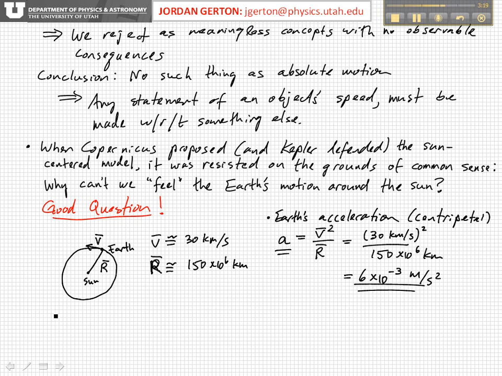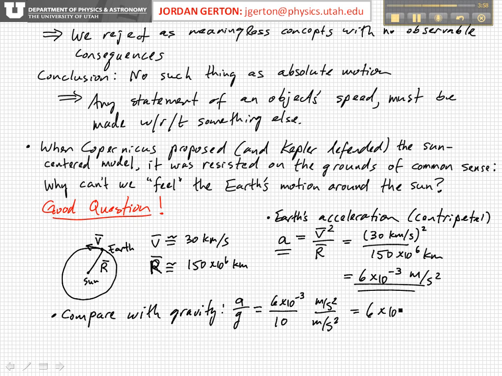Okay, let's compare this with gravity. The ratio A over G is equal to 6 times 10 to the minus 3 divided by roughly 10. Remember, gravity is 9.8 meters per second squared. And this is equal to 6 times 10 to the minus 4.